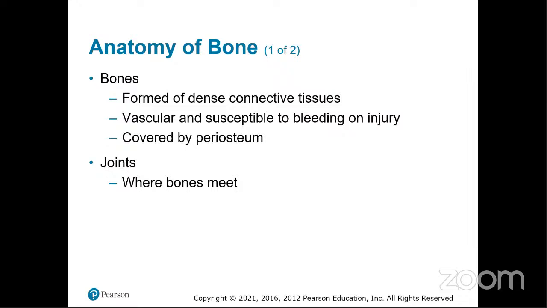Your femoral vein and artery, and then you have your brachial artery and vein that go by your humerus that can bleed profusely too if broken. And then your joints are where bones meet.